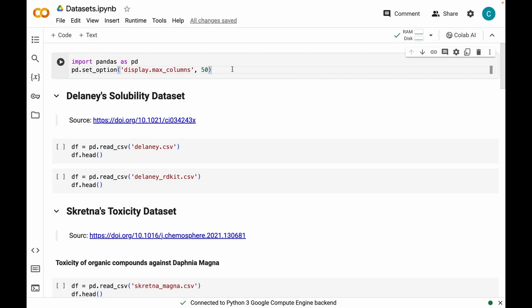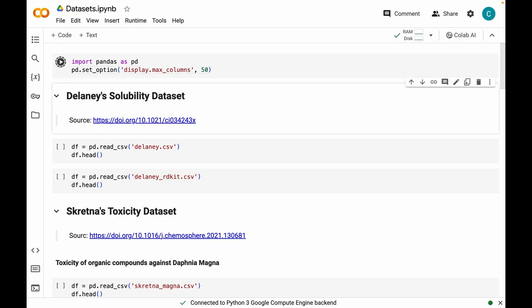I'm going to start off by importing pandas as pd. I'm also going to be setting the options to display maximum columns so that we can see all the columns in our dataset. So let's go ahead and run this.